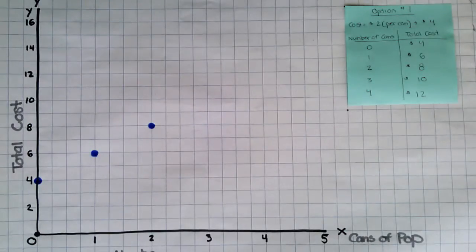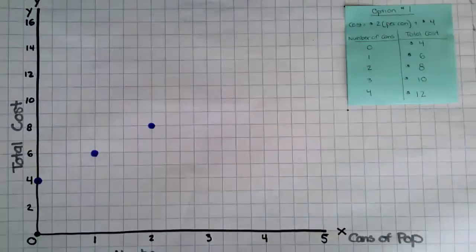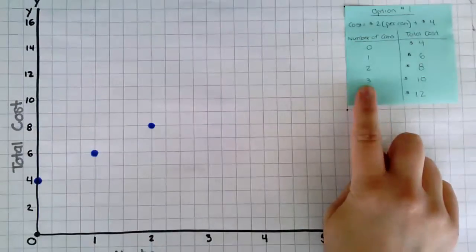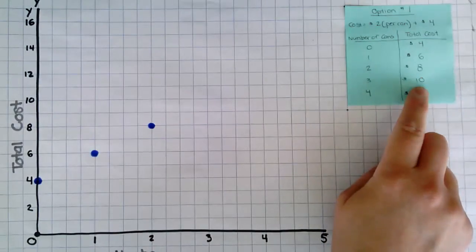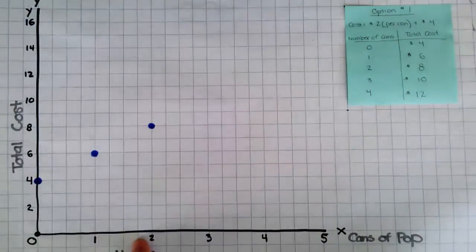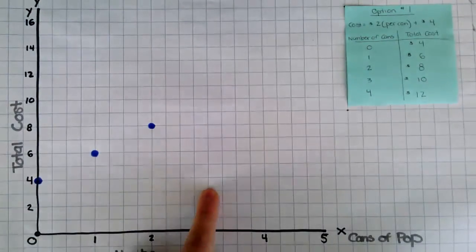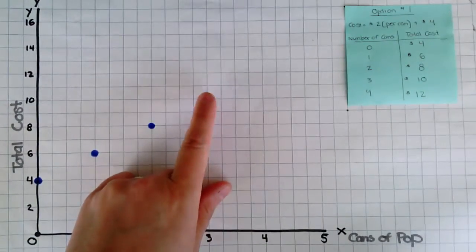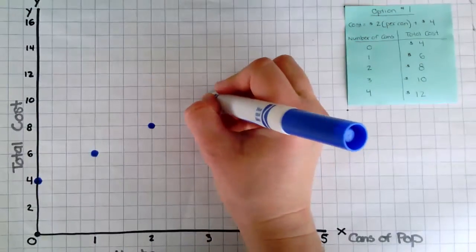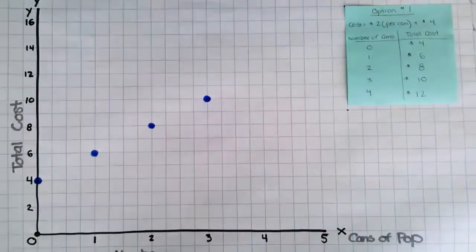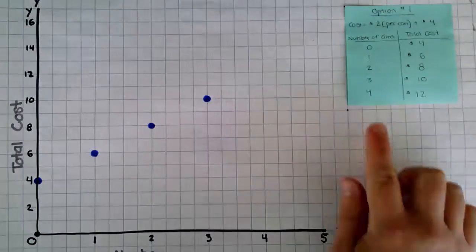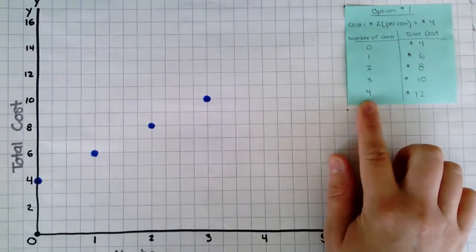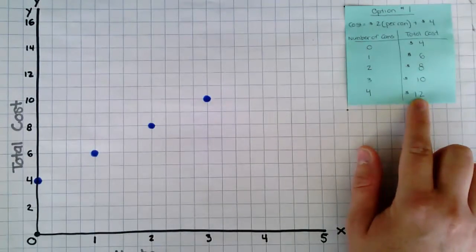Okay, so let's look at our next point. Our next point is 3, and for 3 cans of pop, that's $10. So we find 3 on our x-axis, we go all the way up to 10, and we put down a point there. And our last point that we're going to graph is 4, and that gives us $12. So we're going to put one more point there.